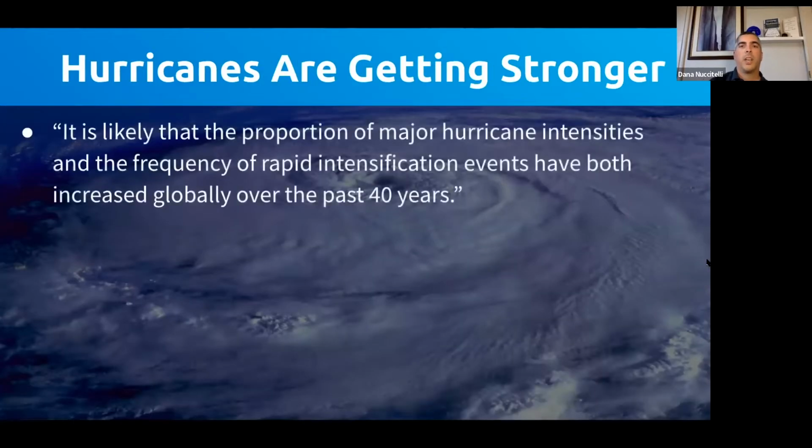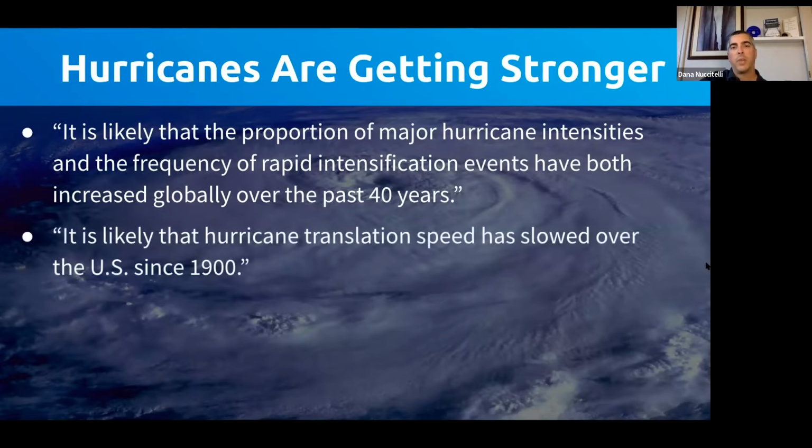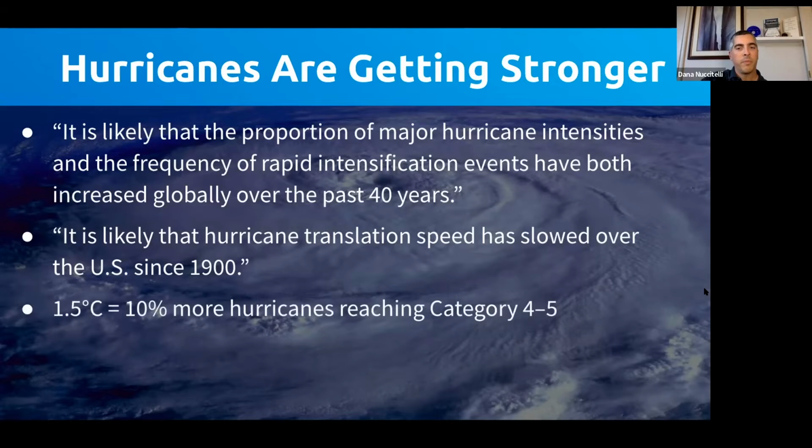Then we've got hurricanes. I took some information from the IPCC report on hurricanes, which concluded that the proportion of major hurricane intensities and the frequency of rapid intensification of hurricanes, so hurricanes really quickly going from a weak storm to a strong hurricane, have increased globally over the past few decades. The translation speed, which is how fast they move across the ocean or land, has slowed down too, which seems to be related to climate change. That's a big problem when you have hurricanes like Hurricane Harvey, which stalled over the Houston area, just dumped rain on the Houston area for days on end and caused really damaging flooding.